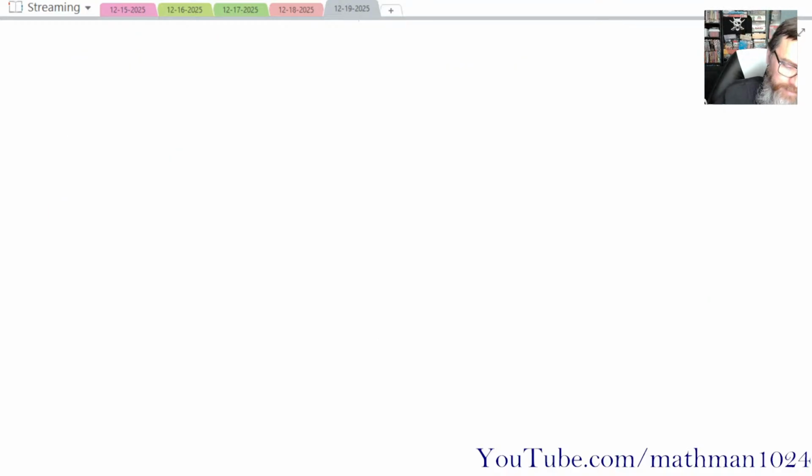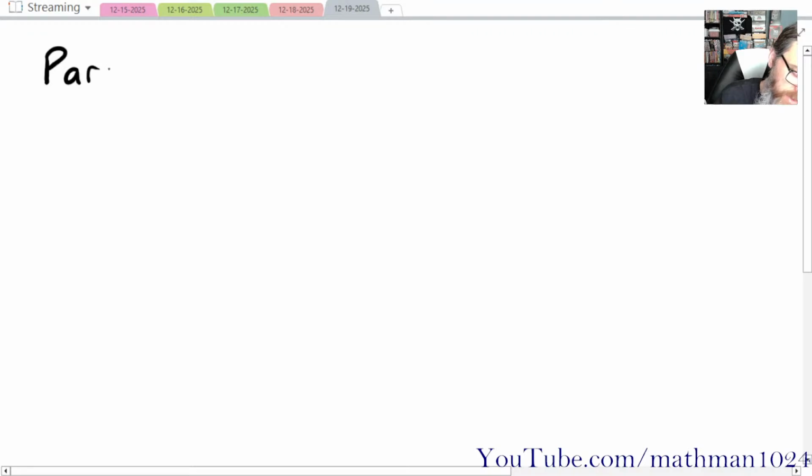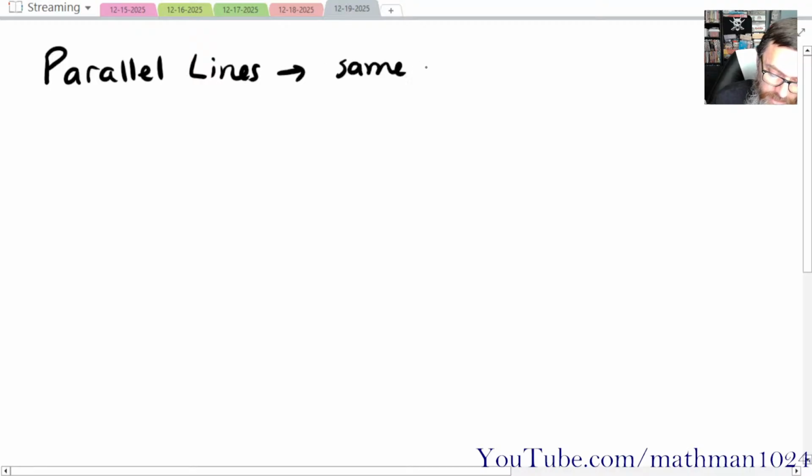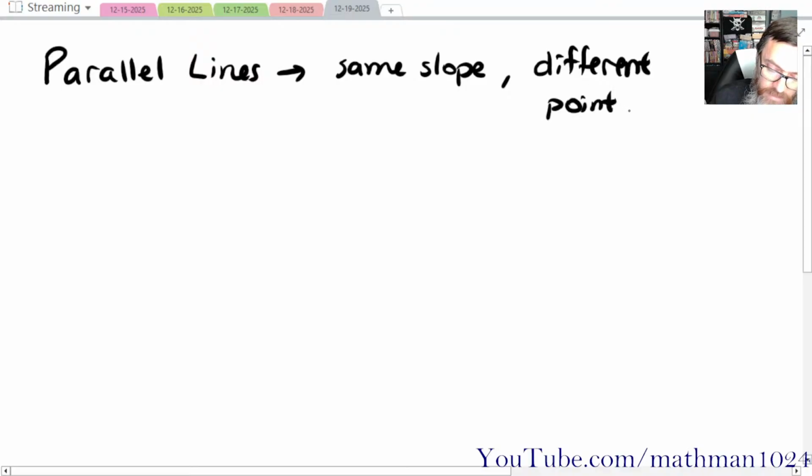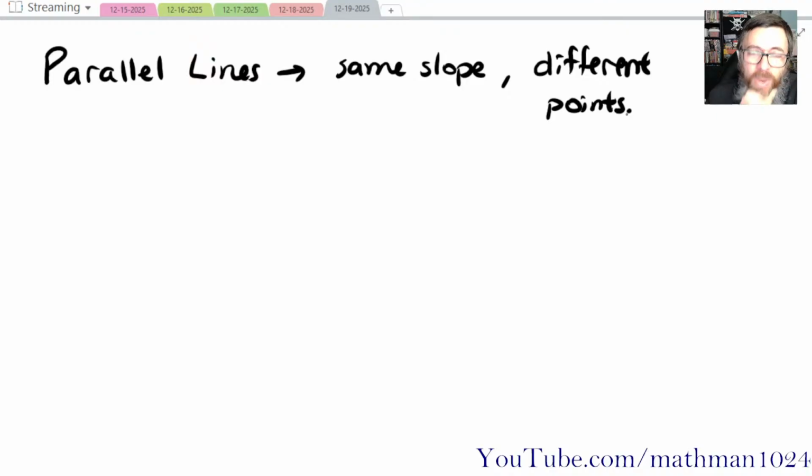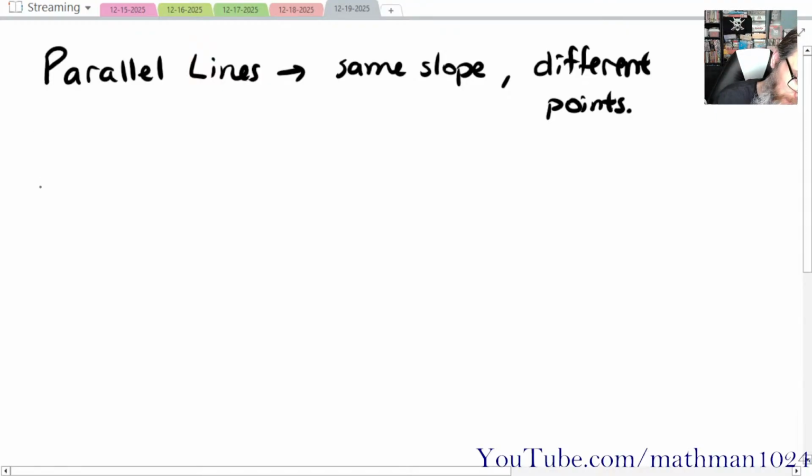All right. Well, I guess we should talk about parallel and perpendicular lines, right? So just as a quick reminder, remember that parallel lines have the same slope, but they have different points. Same slope, different points. And typically what we see is we have different y-intercepts. That's a really easy thing to check.